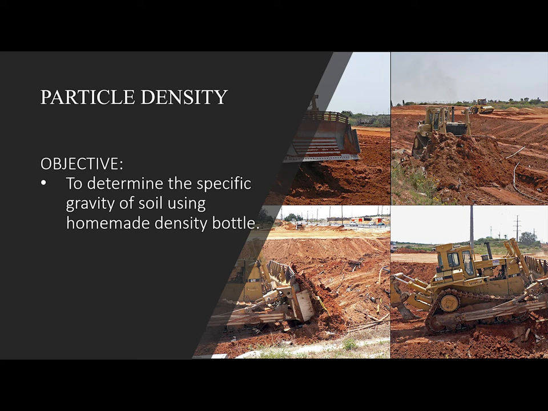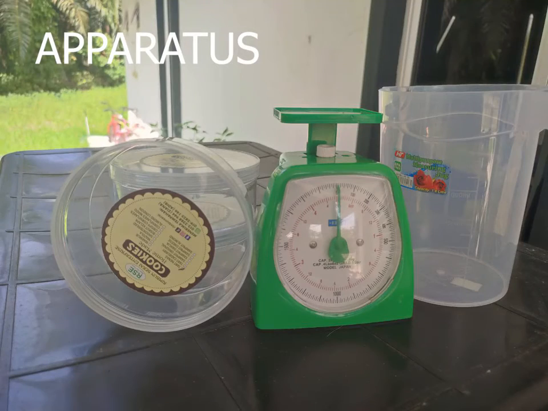The second test is particle density. The objective of this test is to determine the specific gravity of a soil sample using a density bottle. The apparatus of this test is a balance and 3 containers with a jug of water.